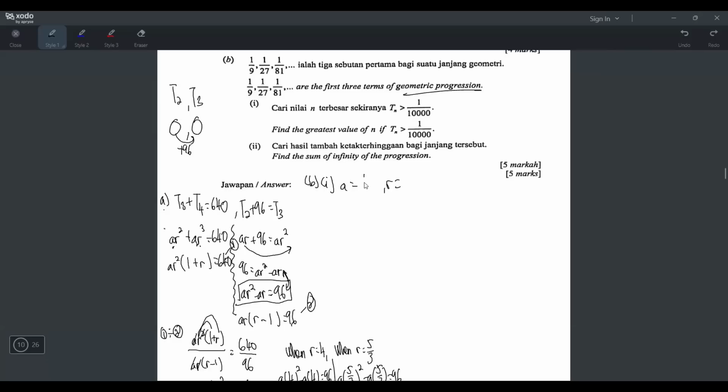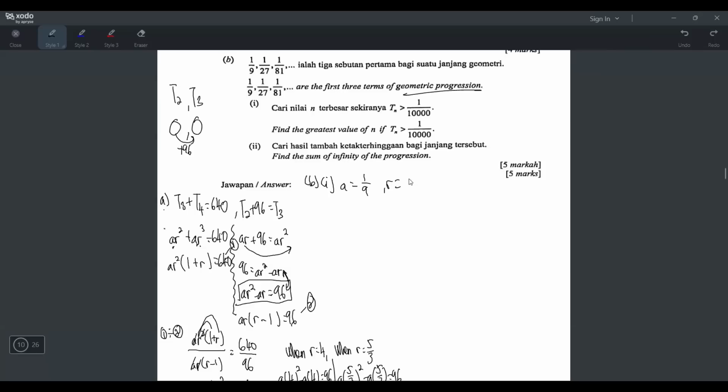So the A is 1 over 9. The R is 1 over 27 divided by 1 over 9. I don't even care what the question wants. When they give us a progression, you should write the A and R. And you know why, right? It's because for all the formulas in geometric progression, you need to have the A and R. So if you can find it, just find it straight away. It doesn't matter what the question wants.